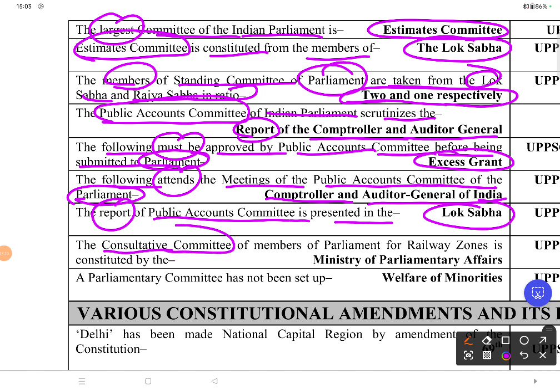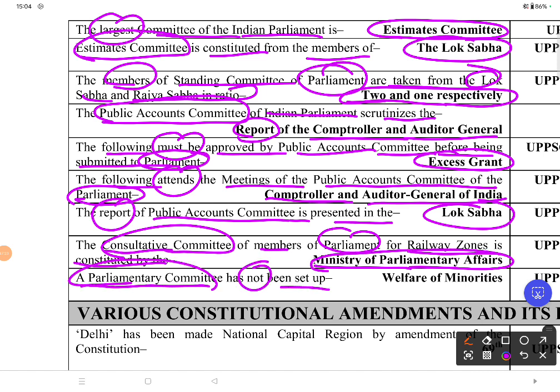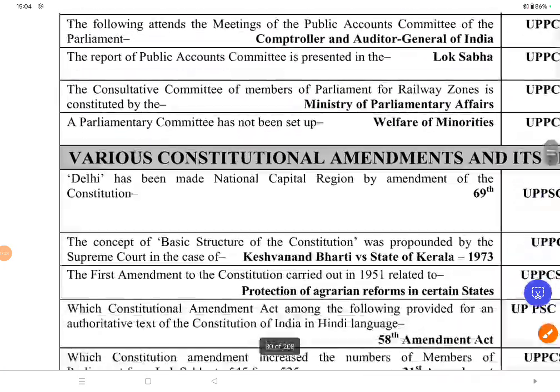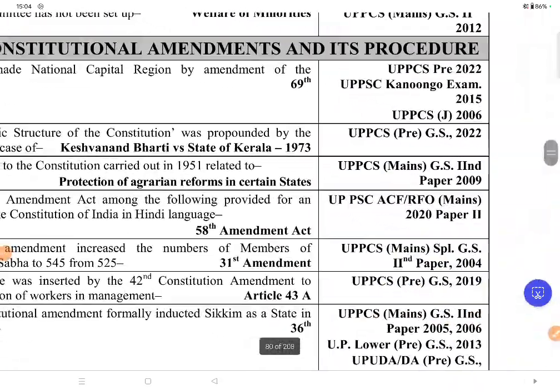The Consultative Committee of Members of Parliament from Railway Zones is constituted by the Ministry of Parliamentary Affairs. A parliamentary committee has not been set up for the welfare of minorities. Move on to the next chapter, that is various constitutional amendments and its procedure.